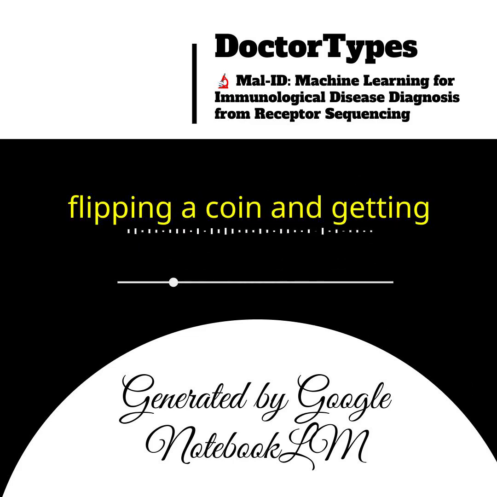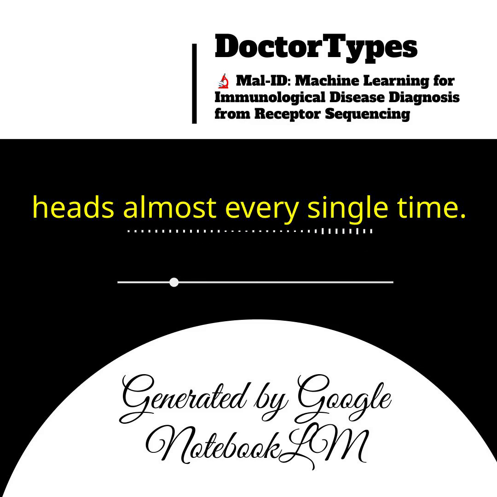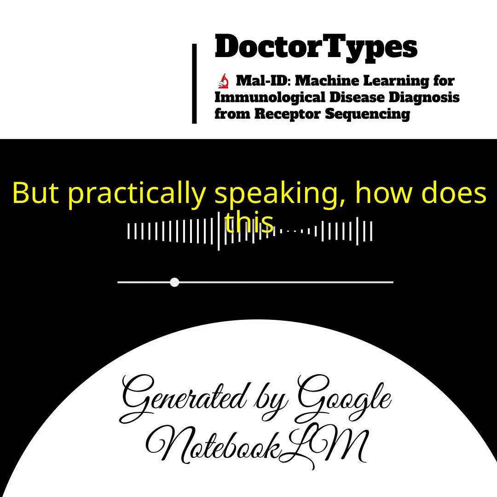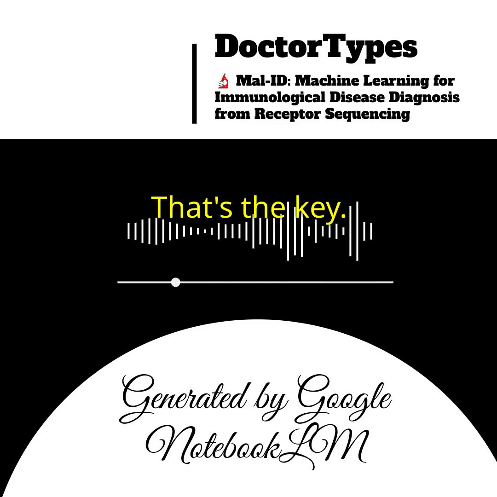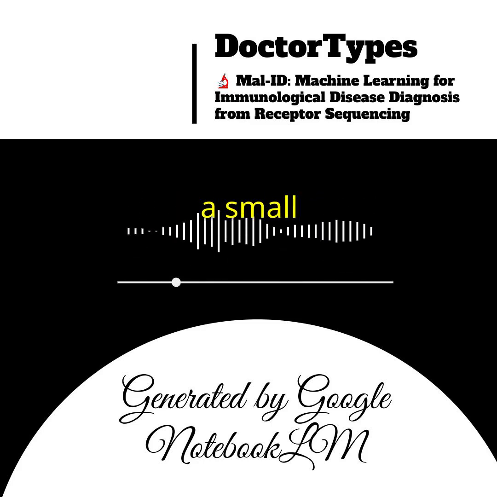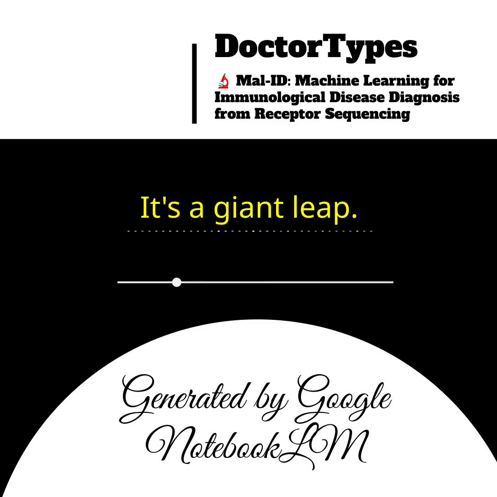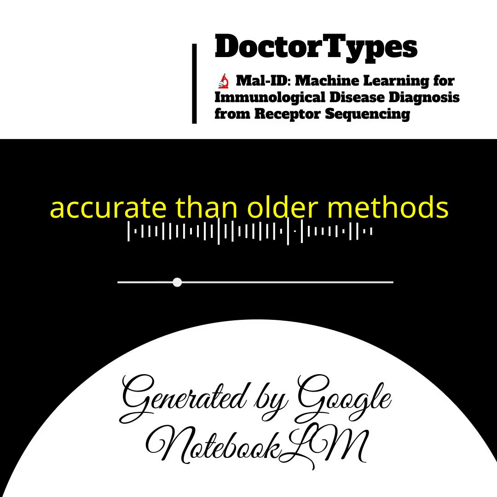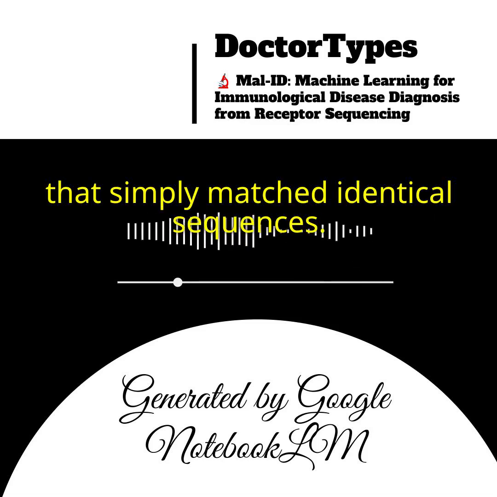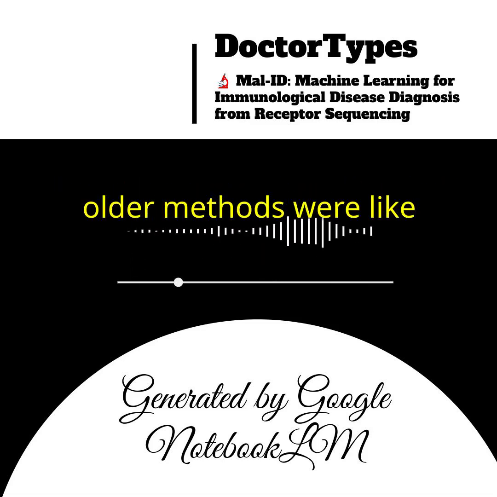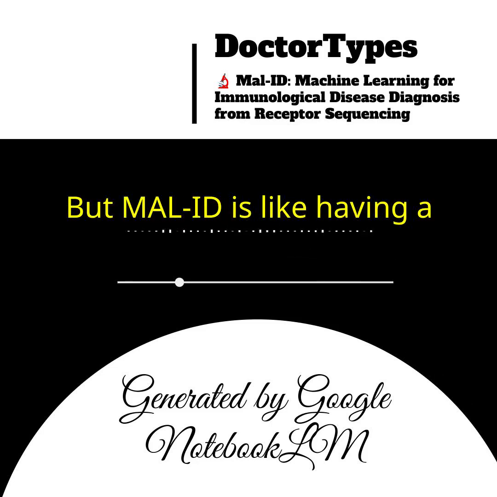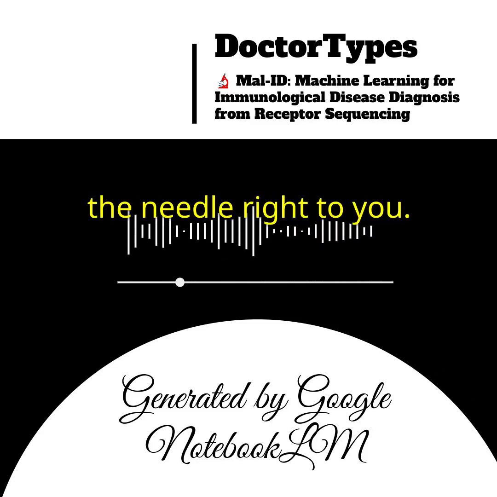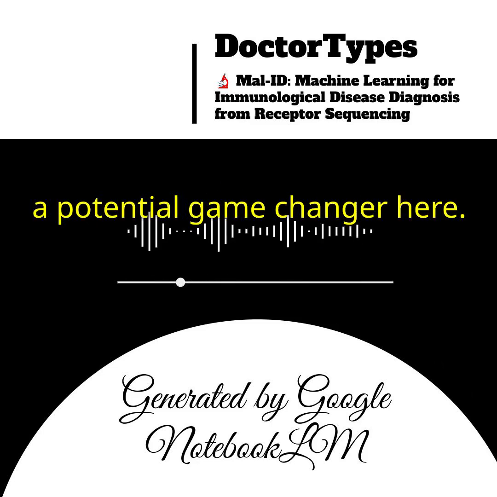0.986? Wow, can you unpack that for me? It's like flipping a coin and getting heads almost every single time. So it's very accurate. Incredibly accurate. But practically speaking, how does this accuracy compare to current diagnostic methods? That's the key. It's not just a small step forward. It's a giant leap. MAL-ID is far more accurate than older methods that simply matched identical sequences. Okay, so those older methods were like looking for a needle in a haystack. Exactly. But MAL-ID is like having a magnet that pulls the needle right to you.